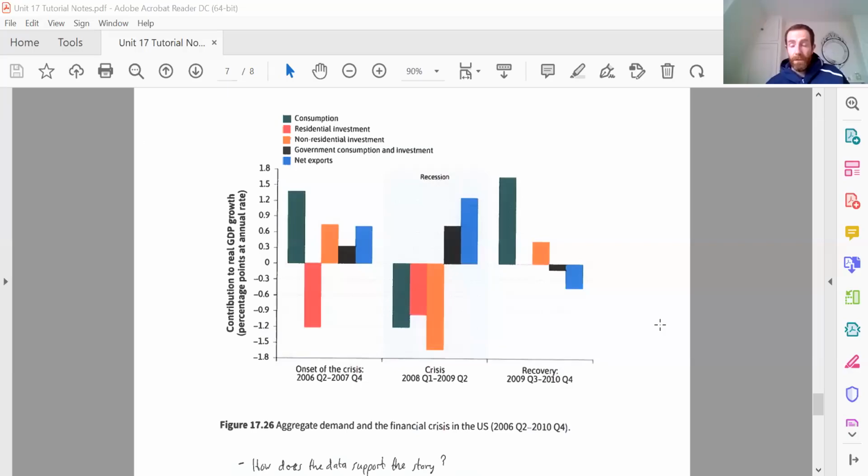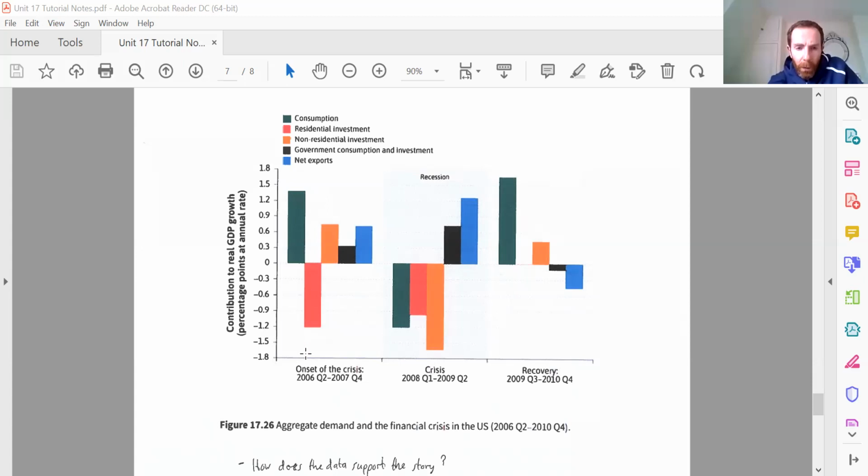Okay, so to finish off, we're going to look at some of the data from a government, a macroeconomic, and maybe a household perspective, and then talk about the role of banks in this financial crisis. So looking at this macroeconomic data really does support the story that we've told. Why do I say that?